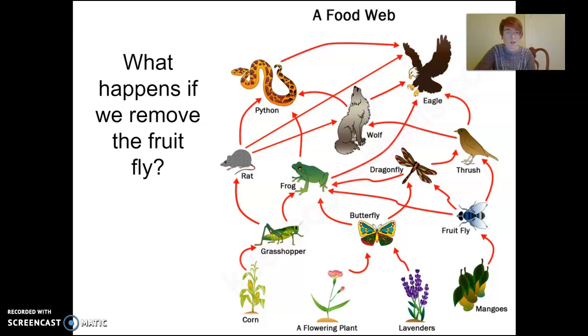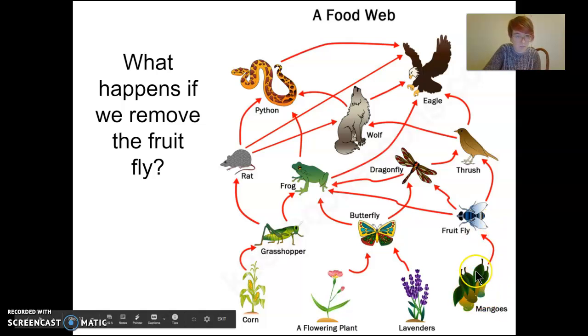Now, if we look at a more complex system like a food web, let's imagine if we were to get rid of the fruit fly. What would happen here? So thinking about fruit flies and the mangoes, they don't really harm the plant actually. They just kind of soak up the mango liquid. So I don't think it would have a huge effect on the mangoes.